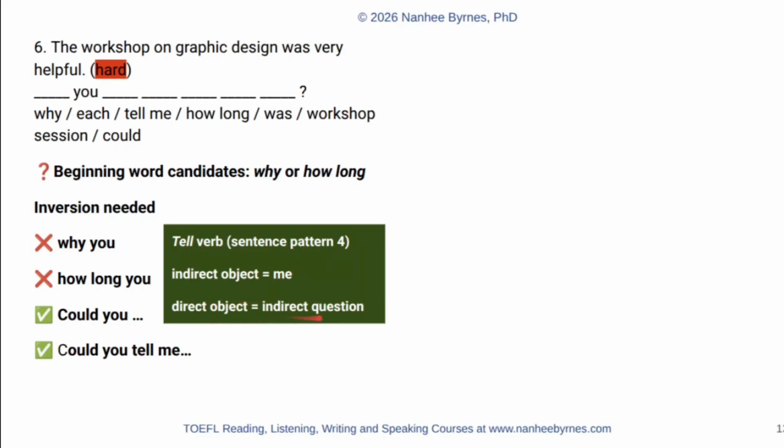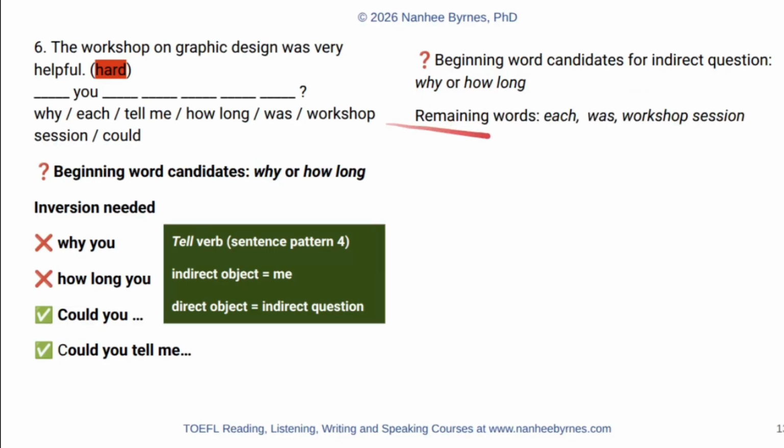Here, me is the indirect object, and the direct object should be a WH clause leading the indirect question. So after tell me, we expect a WH clause as the object. The two WH words provided are why and how long. The remaining words are each, workshop session, was. Let's order these first and decide which WH word is needed.